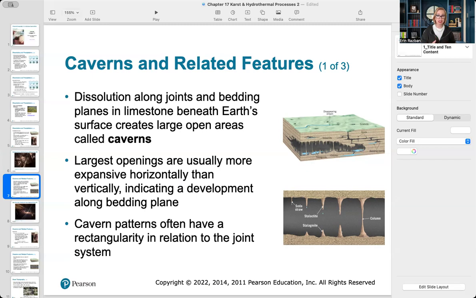In this first stage, slightly acidic groundwater slowly dissolves the limestone bedrock. When rainwater absorbs carbon dioxide from the atmosphere and soil, it forms carbonic acid, which is a weak acid but powerful enough to dissolve calcium carbonate in limestone over time.